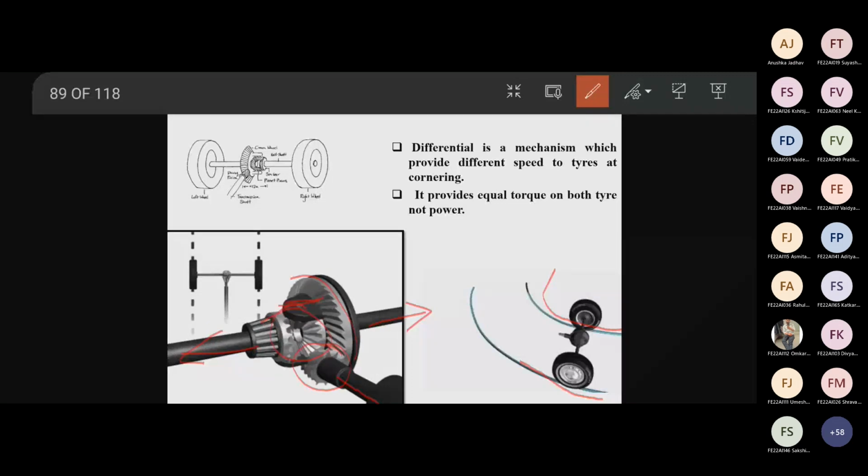When the vehicle is running on a straight line, the inside gears will not rotate. This whole thing will run as a single unit. But when the vehicle takes a turn, because of resistance, one side will rotate at a different speed and the other side will rotate at a different speed, right?